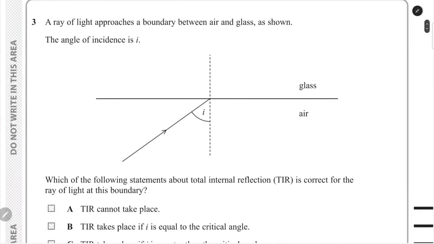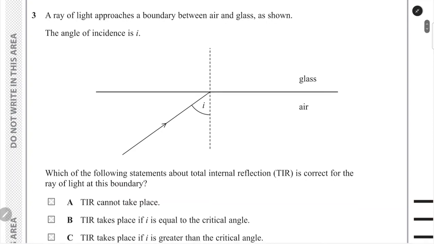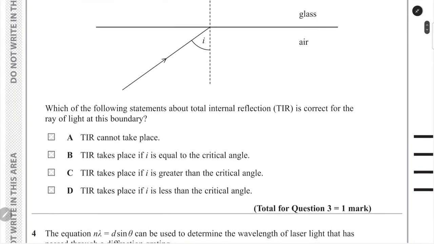Now on to question 3. We are given this glass air boundary where we have an angle of incidence I. Now we have the following statements about total internal reflection. We have to find which one would be correct.